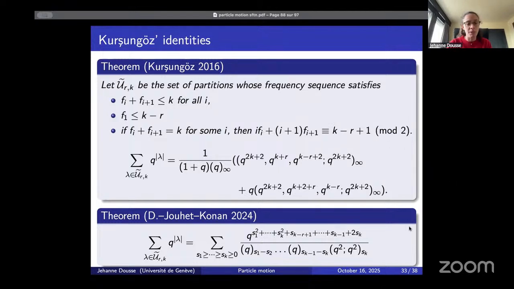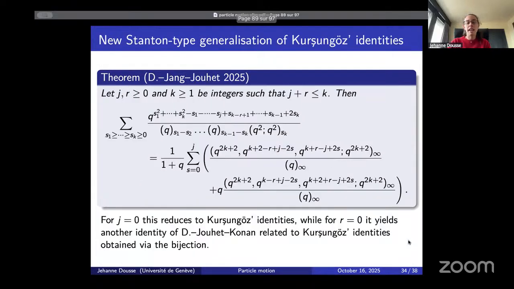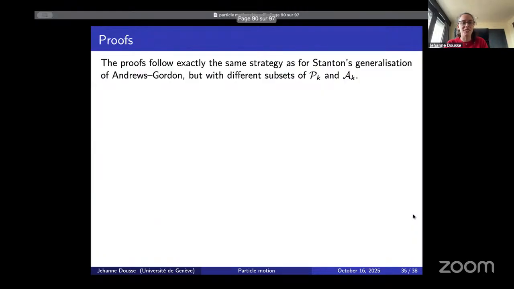So using the same bijection, we found the first expression for those generating functions as a sum, because he had shown in another way that the generating function is equal to the sum of products, but there was no expression for the sum, so we could find that. And we could find also something in the style of Stanton, but corresponding to the parity conditions of Kurşungöz. So this more general identity. And yes, as you can see, you can get many different identities by using this bijection.